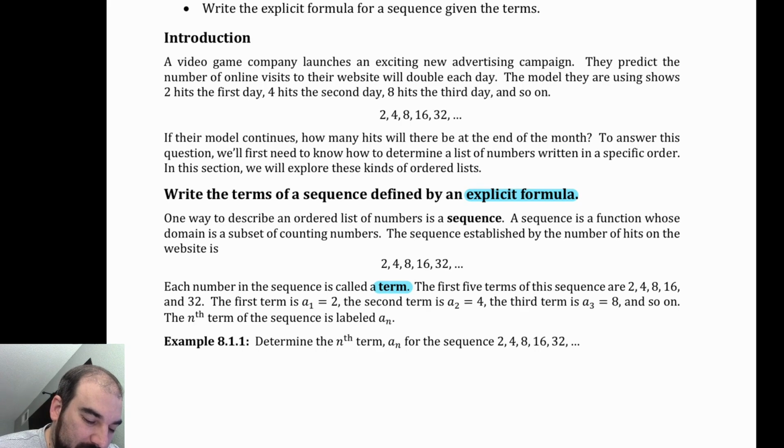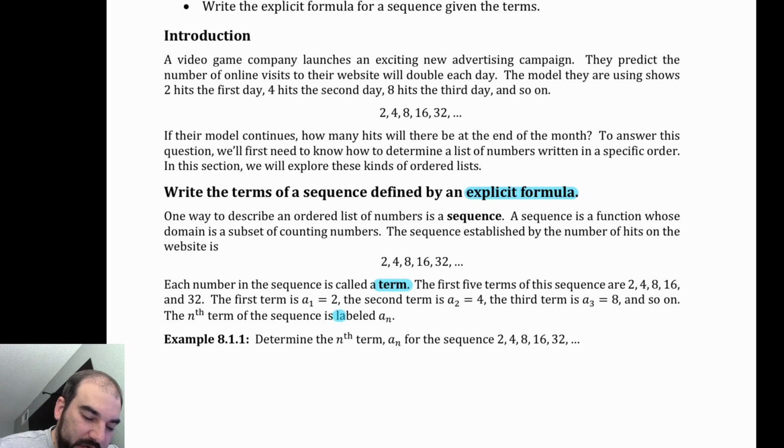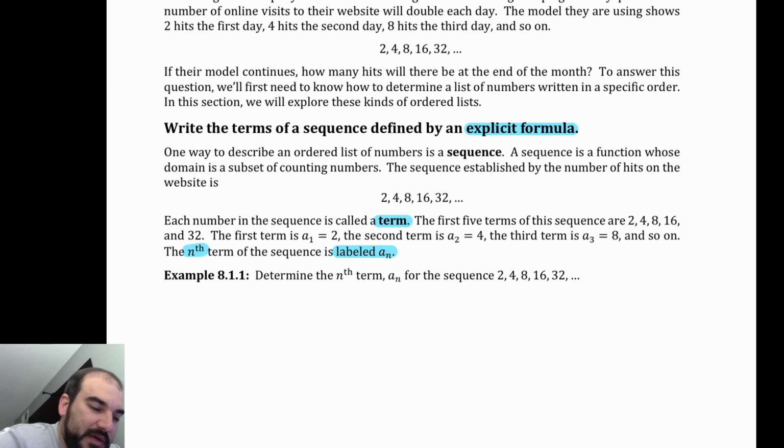So when we talk about notation, we label the terms as a sub n, or sorry, a sub n is labeled for the nth term. But if I'm talking about the first term of the sequence, we would label that as a sub 1, which has a value of 2, so that's the first term in the sequence. A sub 2 will have a value of 4 because that's the second term in the sequence, and the third term is a sub 3, and so on. Right? So if I have a sequence like this, this is a sub 1, a sub 2, a sub 3, and so on. So the first term is a sub 1, which is equal to 2, a sub 2 is equal to 4, and so on.